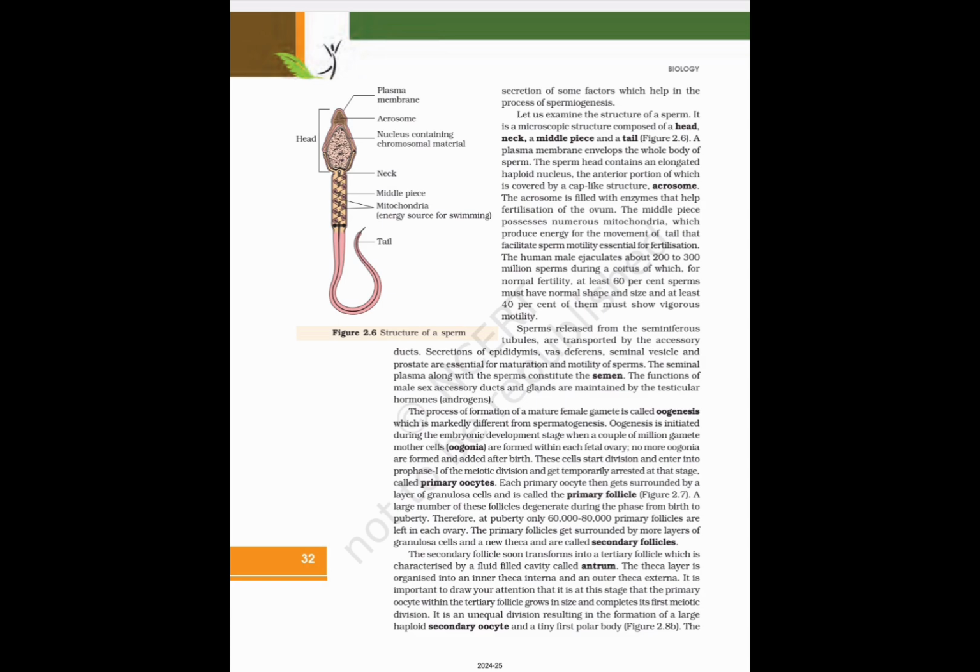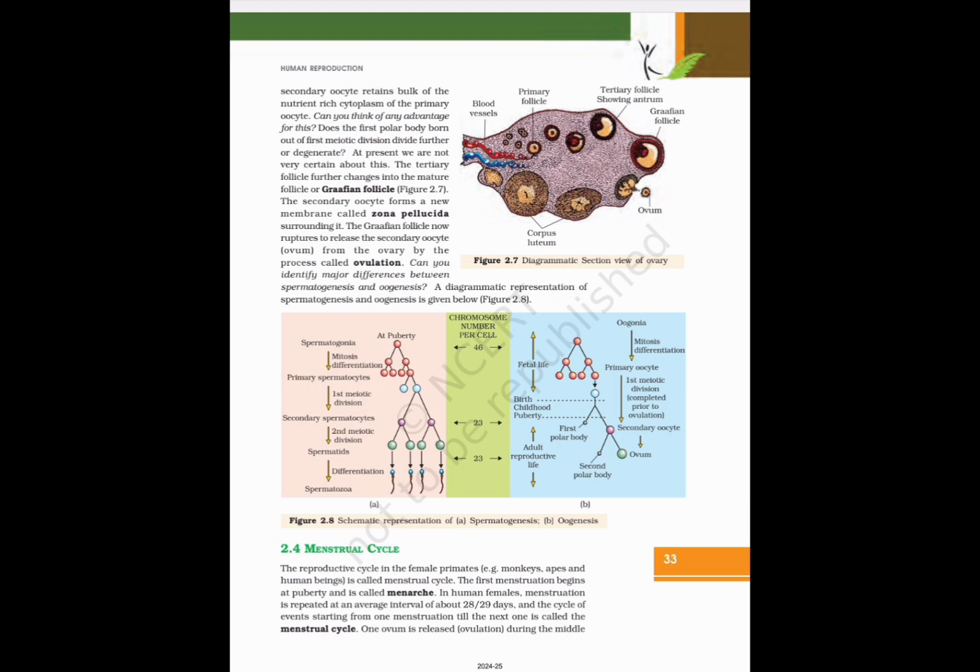It is an unequal division resulting in the formation of a large haploid secondary oocyte and a tiny first polar body. The secondary oocyte retains the bulk of the nutrient-rich cytoplasm of the primary oocyte. Does the first polar body born out of the first meiotic division divide further or degenerate? At present, we are not very certain about this.